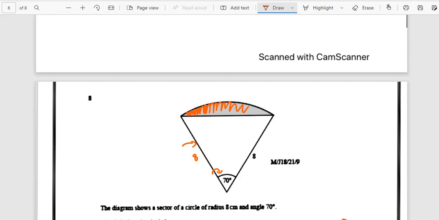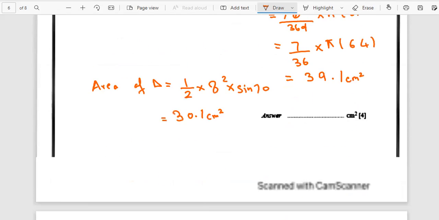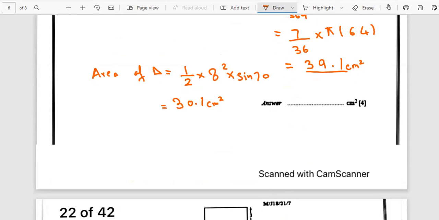And now we need to find the difference in order to find this area. So how do we find it? We will just calculate the difference of the two areas. This is 39.1. This is 30.1. And what are we going to get exactly? That would be, yes? 9.02. Yeah, 9.02 centimeters square.